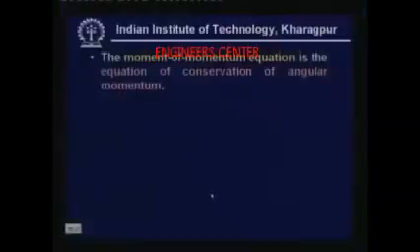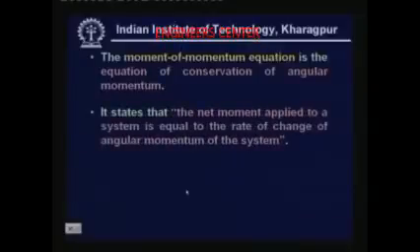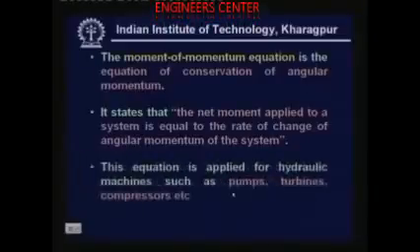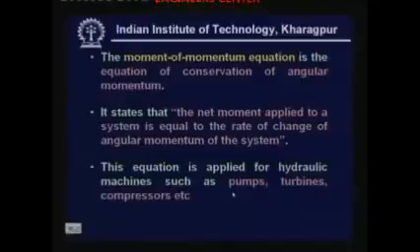Now, similar to linear momentum, we can also write a conservation equation for moment of momentum or angular momentum. This equation is known as the moment of momentum equation, and this states that the net moment applied to a system is equal to the rate of change of angular momentum of the system. This is known as the conservation of angular momentum, and this is very widely used in hydraulic machines such as pumps, turbines, centrifugal compressors, etc.